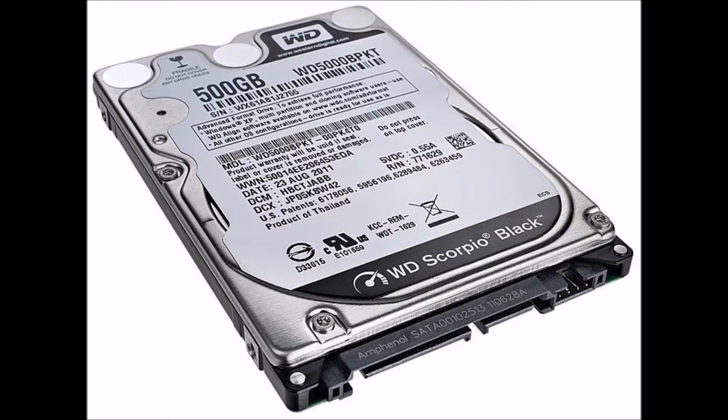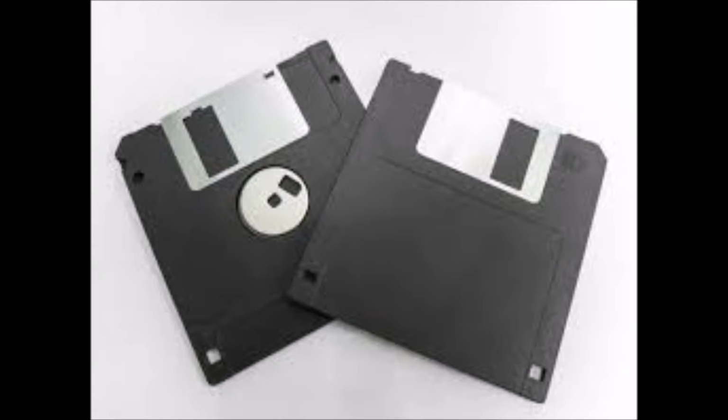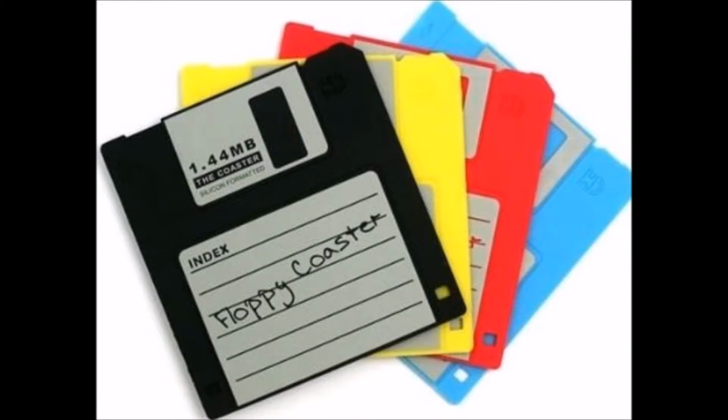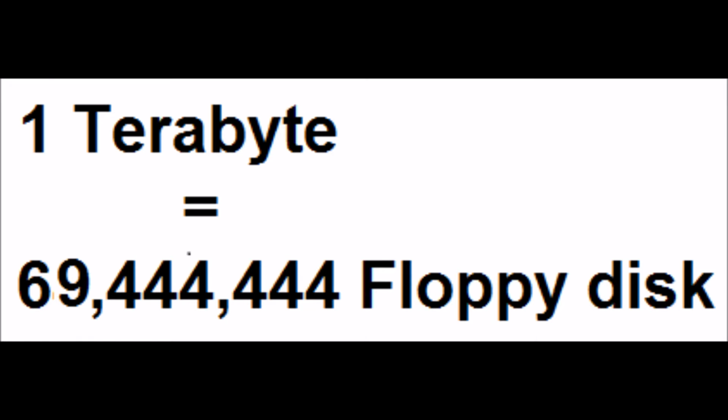Next is the floppy disk. In the earlier era of computers, this could save our files but had a very small quantity of data. Unlike the present technologies, these old devices could only hold 1.44 MB. Wow! Imagine that one terabyte of hard drive is equivalent to 69,444,044 floppy disks. Wow! Just totally wow!